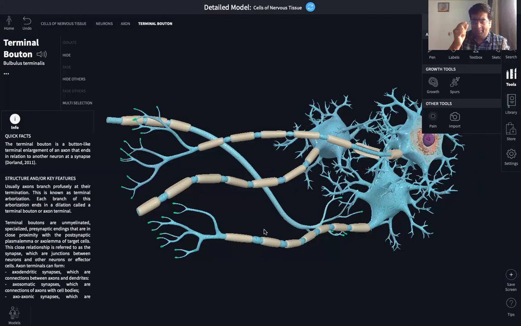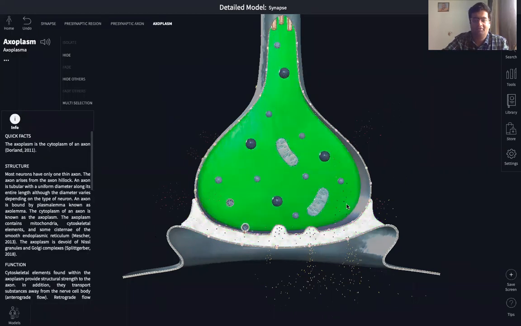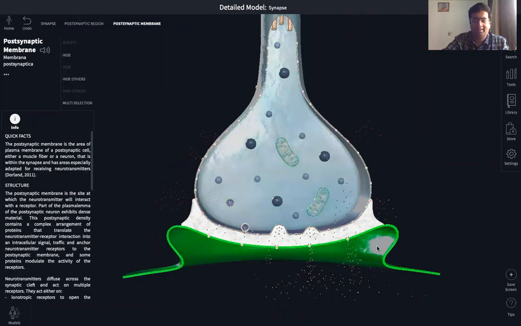That gap in between the axon of one neuron and the dendrites of the adjacent neuron is called the synapse or the synaptic cleft. So now let us see the significance of the synapse or the synaptic cleft. Here you can see what is highlighted in green is the synaptic cleft. The synaptic cleft is the small gap between the axon terminal of one neuron and the dendrites of the next neuron.